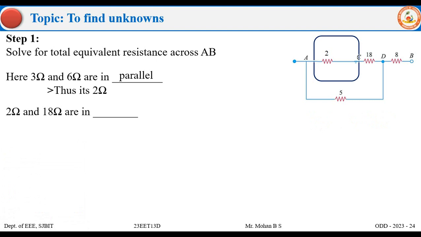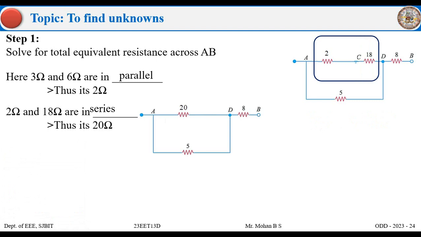Next, 2 and 18. How are they connected? They are connected in series, thus it is 20. So 2 and 18 are in series, and they reduce together to form one resistance of 20 ohms. I've represented that circuit diagram here.